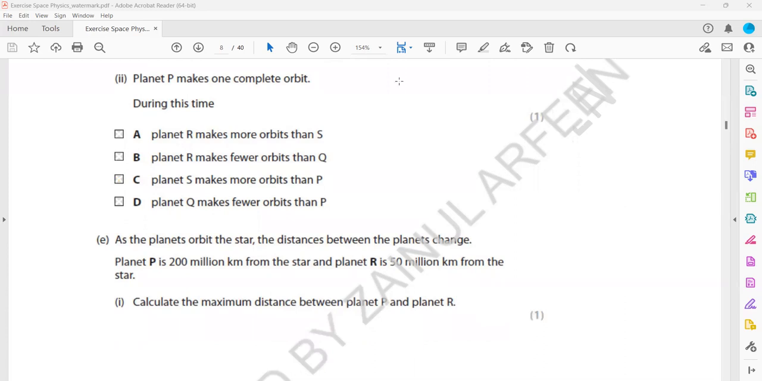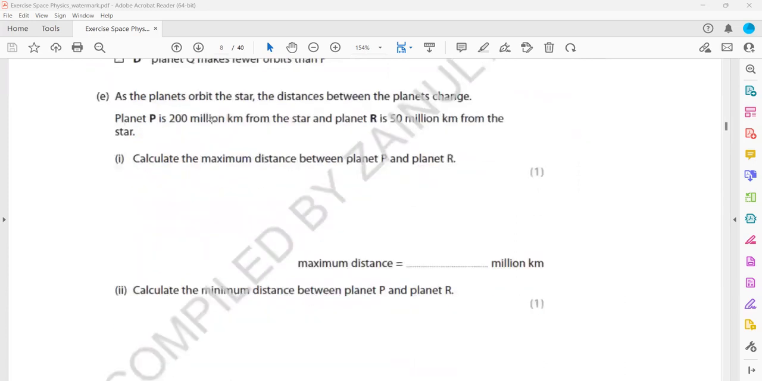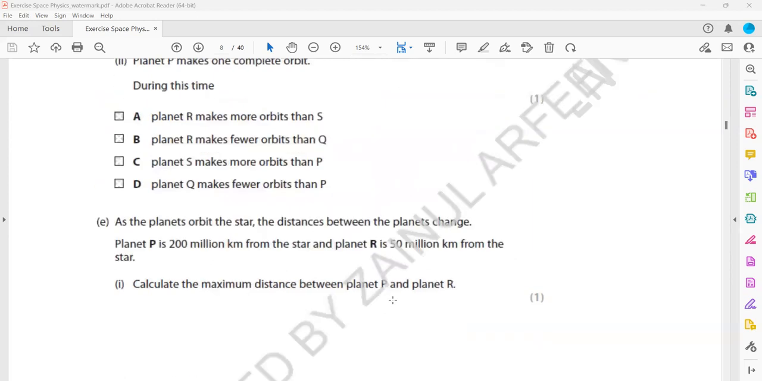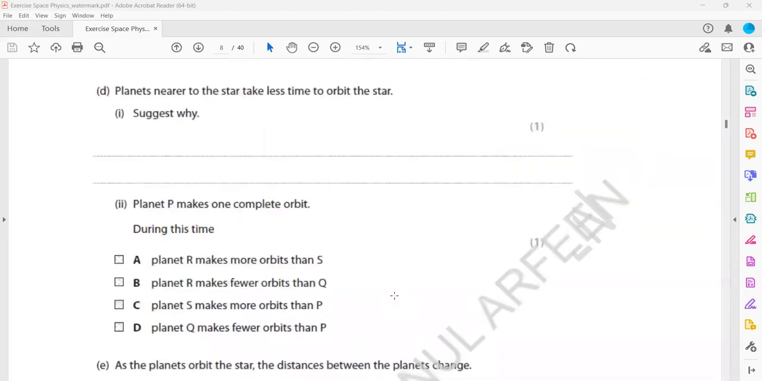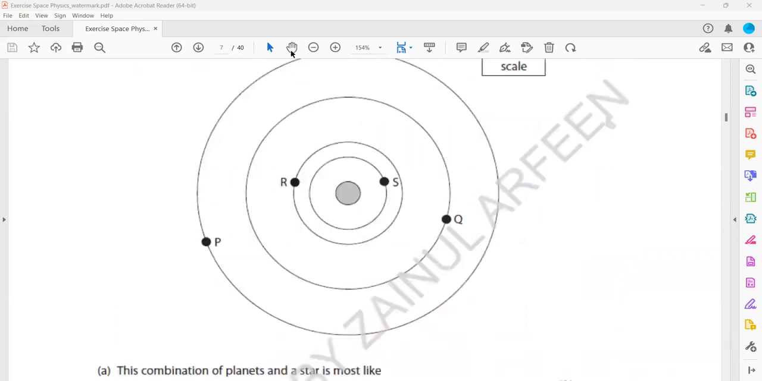Then as the planets orbit the star, the distance between the planets changes. Planet P is 200 million kilometers and planet R is 50 million kilometers from the star. Calculate the maximum distance and the minimum distance between them. So P is 200 million kilometers, and R is 50 million kilometers.